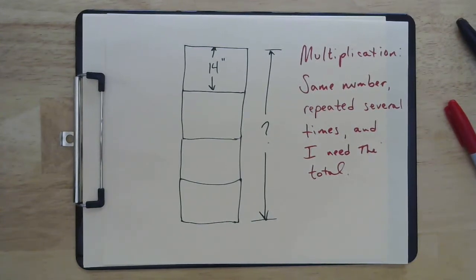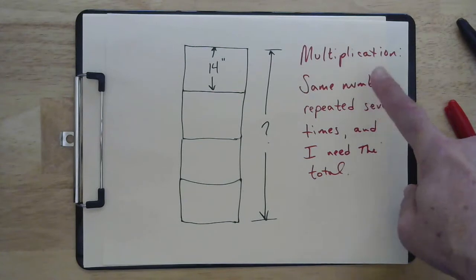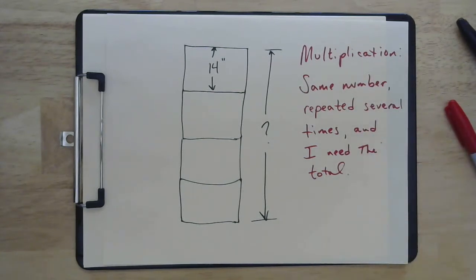So first we're going to cover multiplication. I'm going to tell you the difference between multiplication and division, and then we'll do a few multiplication problems. So multiplication is what you're going to use when you have the same number repeated several times and I'm looking for the total. So really multiplication is just repeated addition.